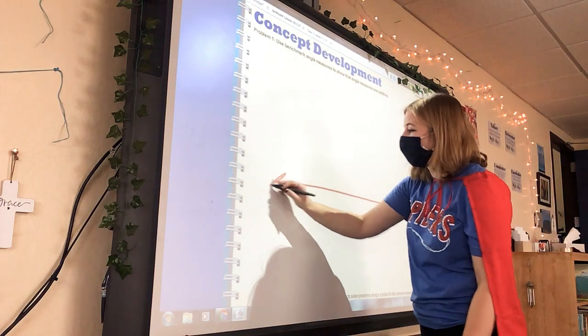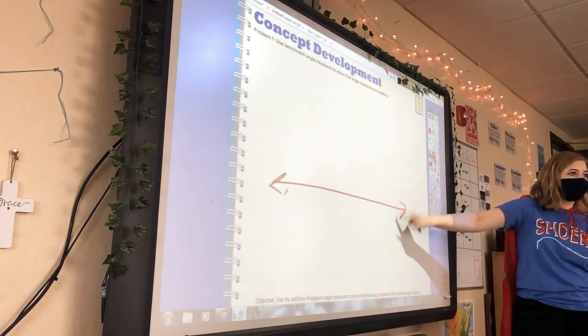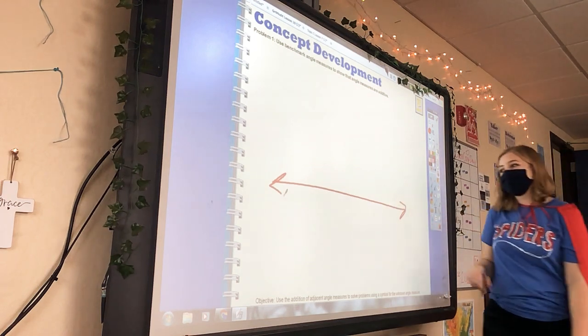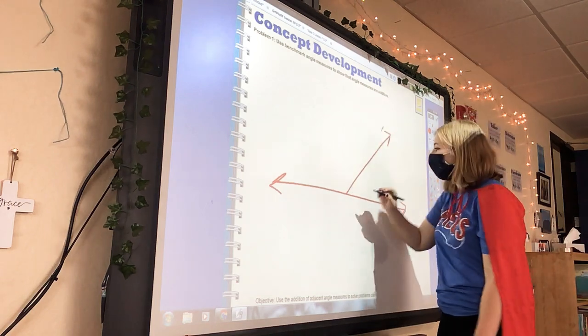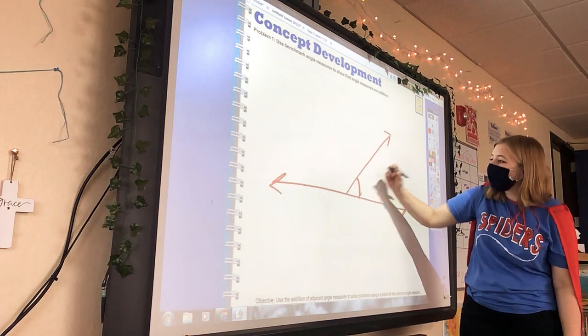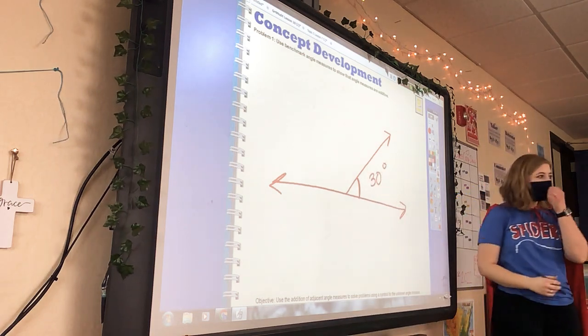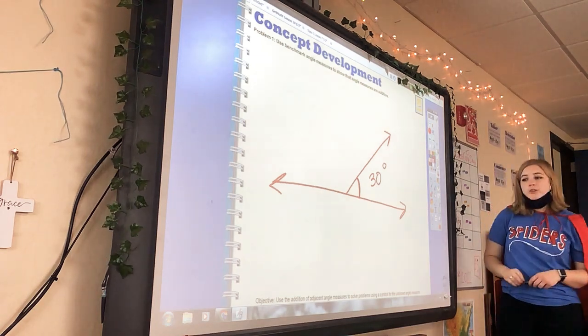But first of all, what angle measure is this? 180. 180, good. So, let's say I know what this angle is. We're going to say it's 30 degrees. I'm going to teach you a vocab word. Are you ready? Okay, it was in our objective.